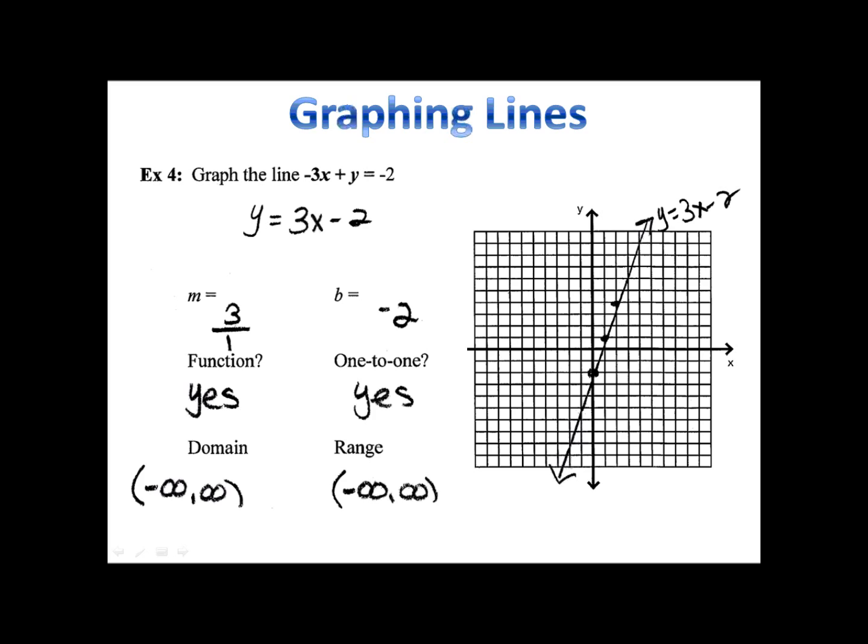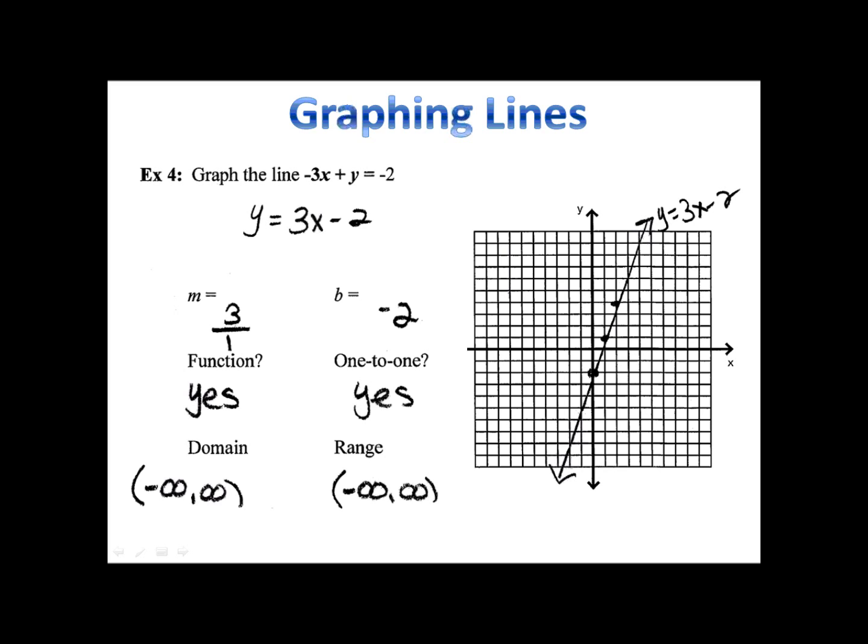I began this problem by adding 3x to both sides. That gave me y equals 3x minus 2. My slope is 3 over 1. My y-intercept is negative 2. I now have a point and a slope. I began by plotting the point negative 2 and then used the slope up 3, right 1, up 3, right 1 in order to construct the graph.